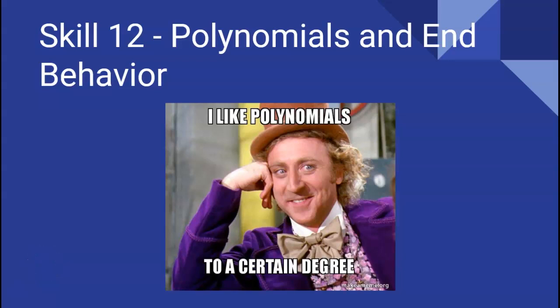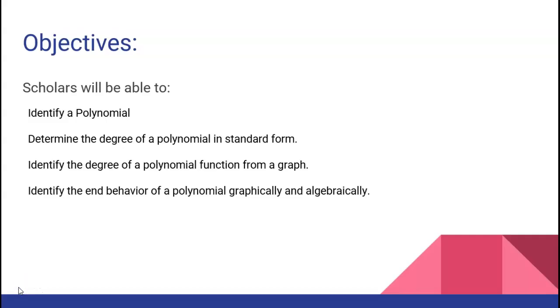Hello students, today we're going to be going over Skill 12, Polynomials and End Behavior. Our objectives for this lesson are that by the end of this lesson, scholars will be able to identify a polynomial, determine the degree of the polynomial in standard form, identify the degree of a polynomial function from a graph, and identify the end behavior of a polynomial graphically and algebraically.